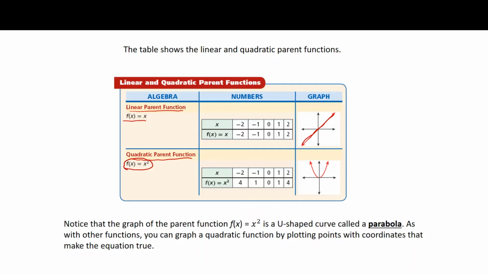We could make a table and just fill these in. When x is -2, -2 squared is 4. When x is -1, -1 squared is 1. When x equals 0, y equals 0, and so on. So when we plot those points, we get this shape, which is called a parabola. As with other functions, you can graph a quadratic function by plotting points with coordinates that make the equation true.